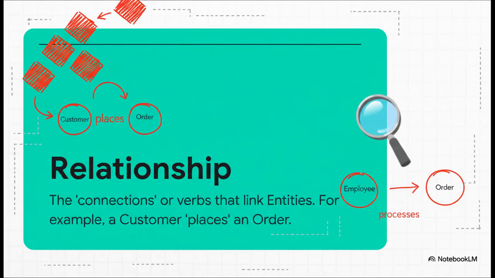And finally, we have relationships. These are the connections, the verbs that link our nouns together. You can see them in the diagram too. A customer places an order. An employee processes an order. This is how the whole system connects and makes logical sense. It's the glue holding it all together.